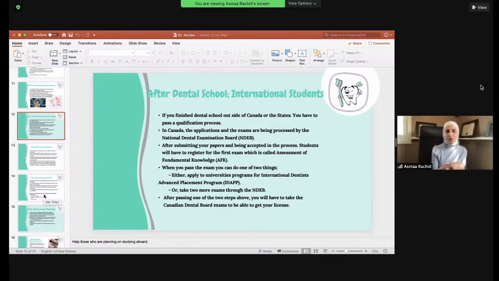So in Canada, for example, there are some dental schools or countries that Canada accredits, so they would accept your degree and you don't have to go through the equivalency process, whereas other countries they don't accept. I know that most of the students here are in Canada and the States, but a lot of students who don't get accepted in the States or in Canada do travel somewhere else, like the Dominican Republic or other countries, Australia, New Zealand, to do their dental school there. So it's good to know what to expect when you come back.